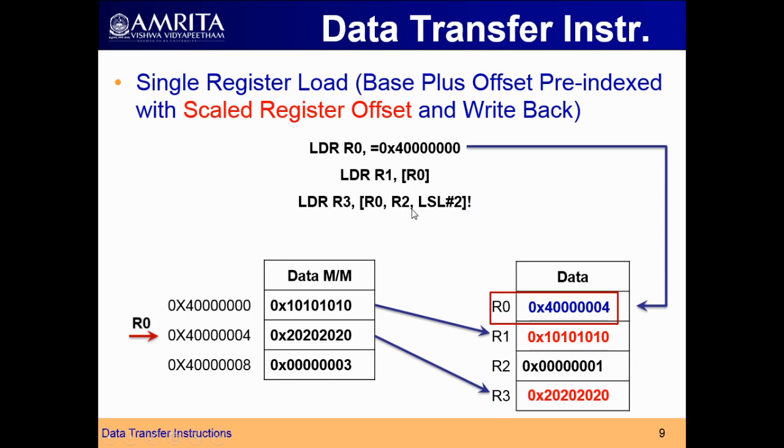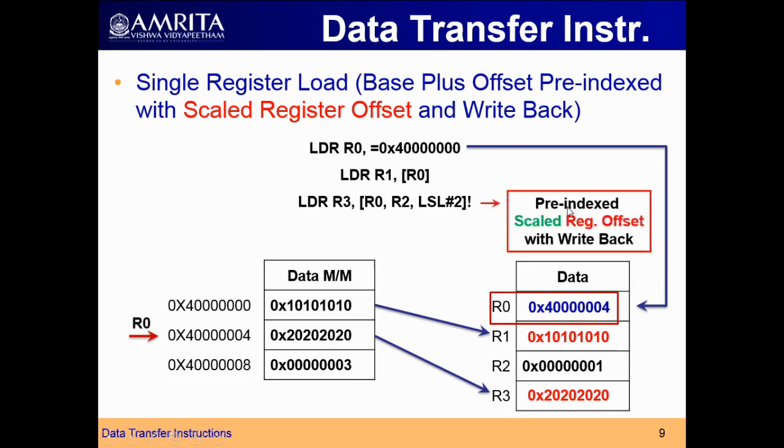So the only difference here is that it is using a scaled register offset. Your offset was there in R2, that offset was scaled by using this part, and by using the scaled offset you are updating the base address to 4004, and whatever data is present in that updated address value will be moved on to R3. It is known as pre-indexed scaled register offset with write back. The new term is scaled because you are scaling the offset value stored in R2.